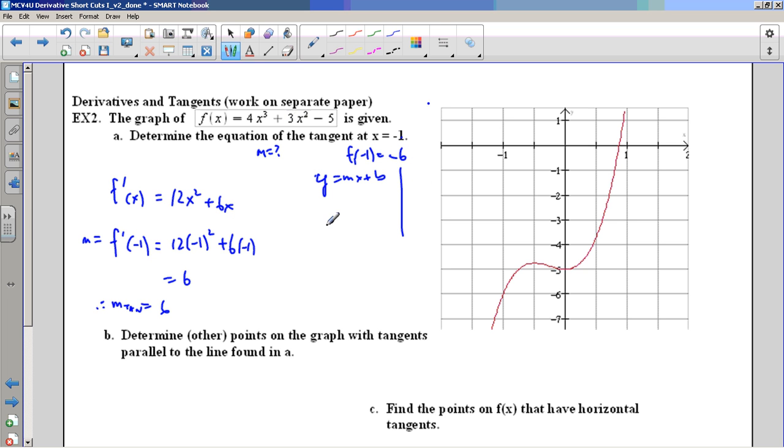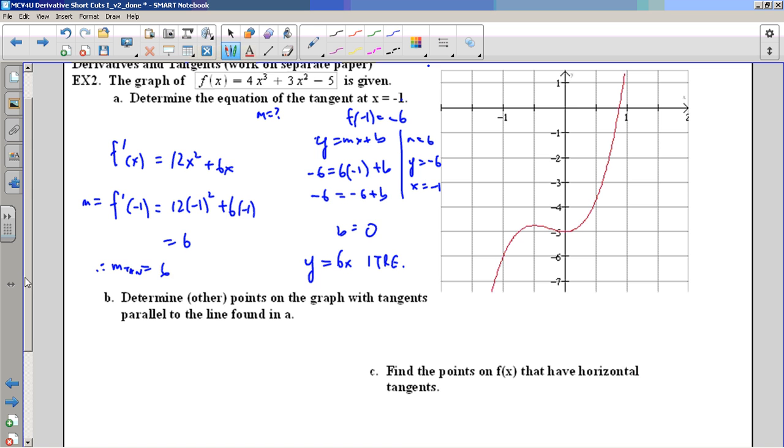And so then I can fill in my equation. My slope is 6, my y value is negative 6, my x value is minus 1, and then I can fill this in. If you're using the slope point form, that's fine, you can do that too. So what do I got? I got negative 6 equals negative 6 plus b. B equals 0. Is that right? B equals 0? Wow. So that means y equals 6x is the required equation. Dandy.